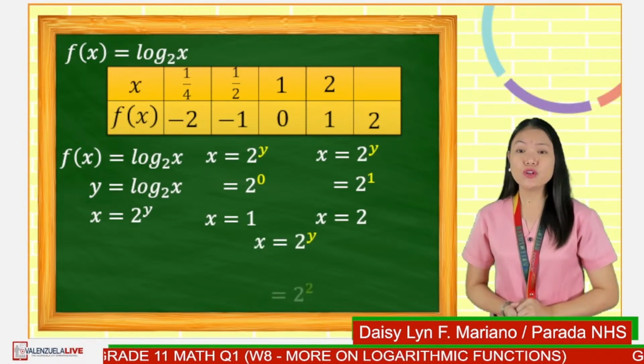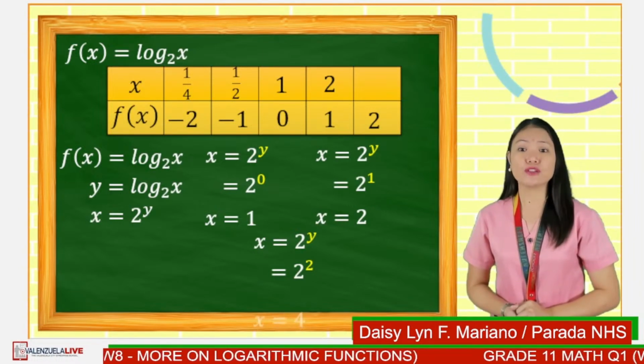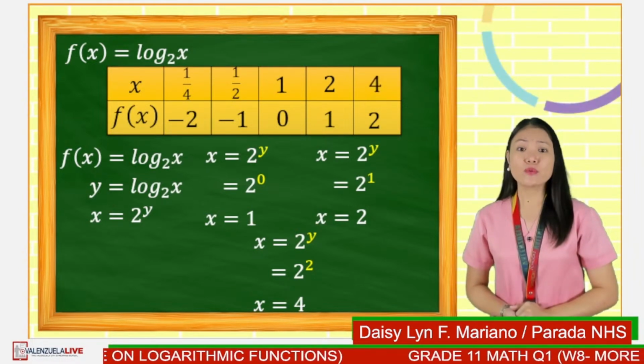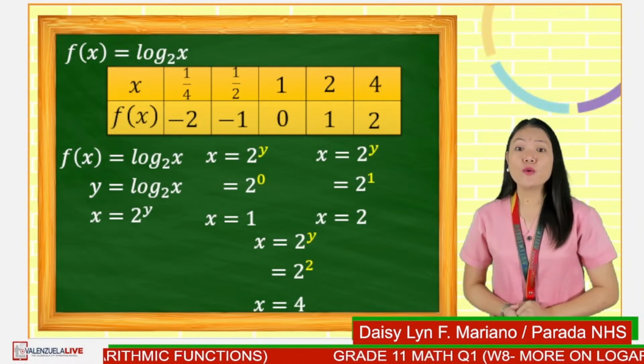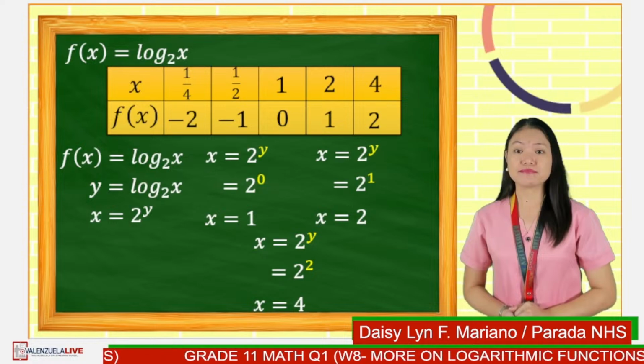We have 2 raised to 2, which is equivalent to x is equal to 4. That's it. We're done with the table of values. We are now ready to plot these points in the Cartesian plane.